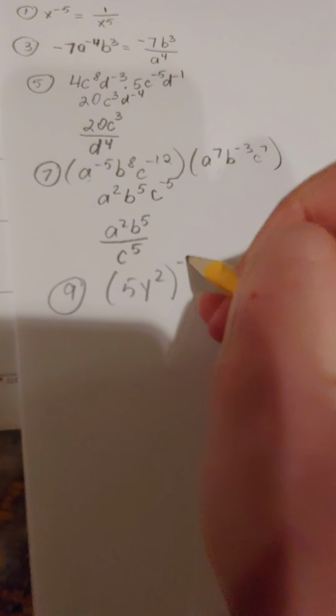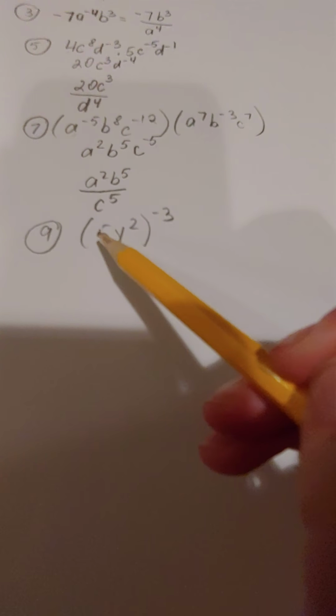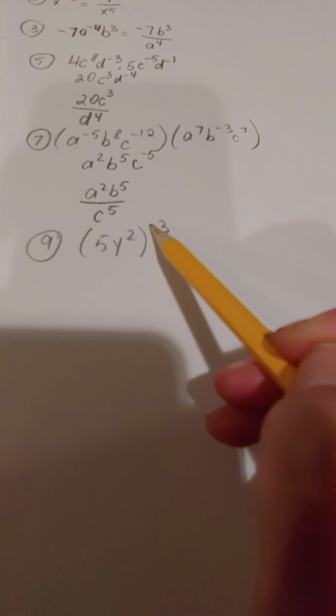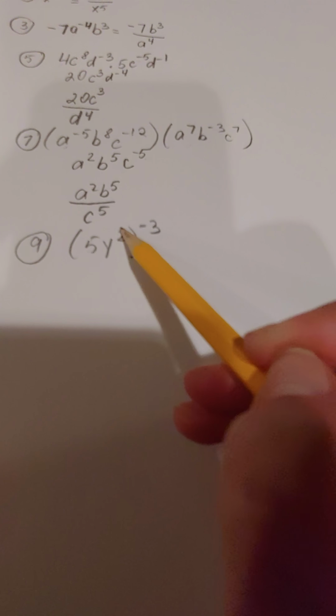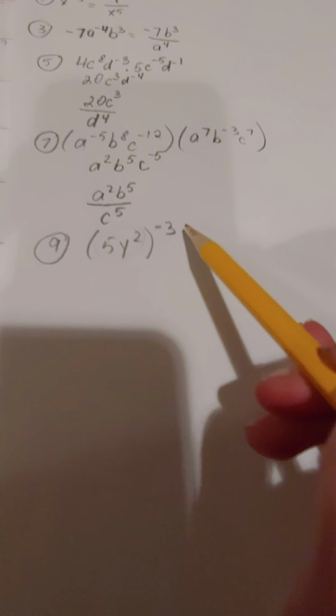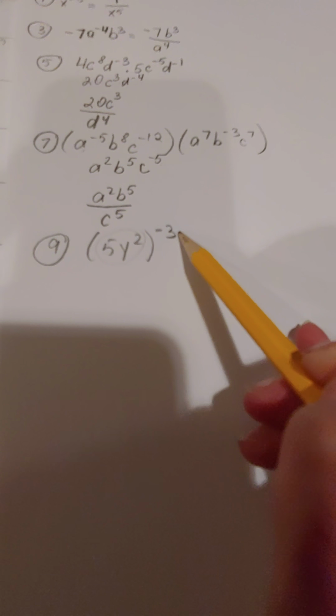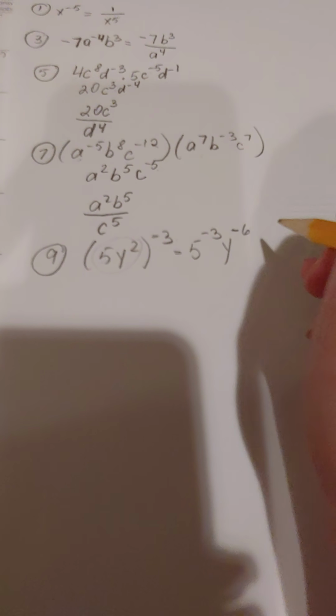Number 9, 5y squared to the -3rd power. So in this case, we see the parentheses, and the stuff inside of the parentheses has to be raised to the -3rd power. So that's what I'm going to do. 5 to the -3rd power and y squared to the -3rd power, which is going to give me y to the -6 power.